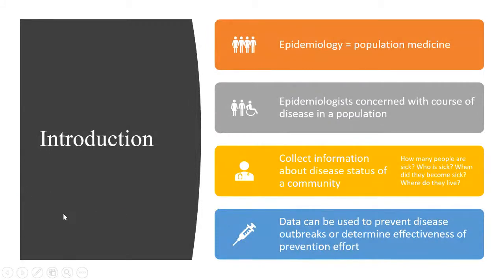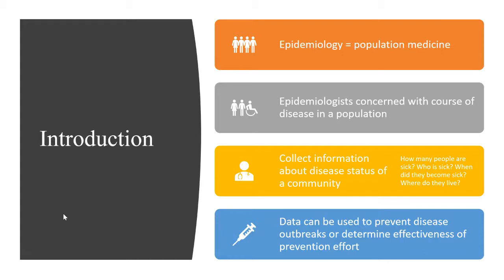So now we're going to get into chapter 3 and chapter 4. Some of the terminology you will need to know: epidemiology is population medicine, the study of diseases at a population level. Therefore, an epidemiologist is concerned with the course of a disease in a population.